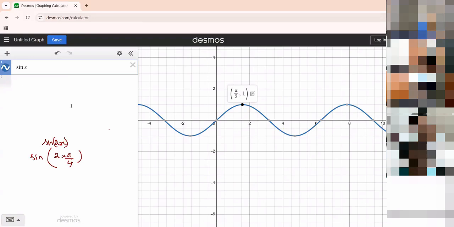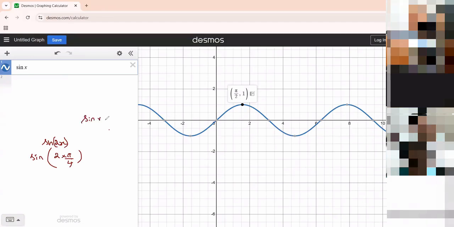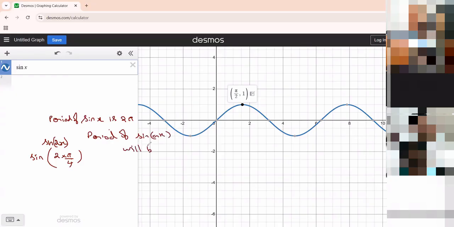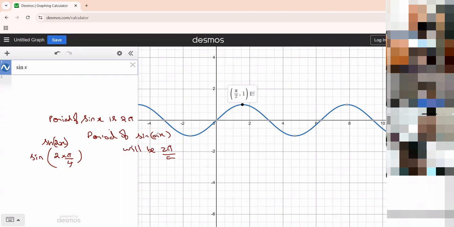So we can generalize it: if the period of sin x is 2 pi, then the period of sin ax will be 2 pi divided by that multiplier. So your graph will keep getting flattened out.